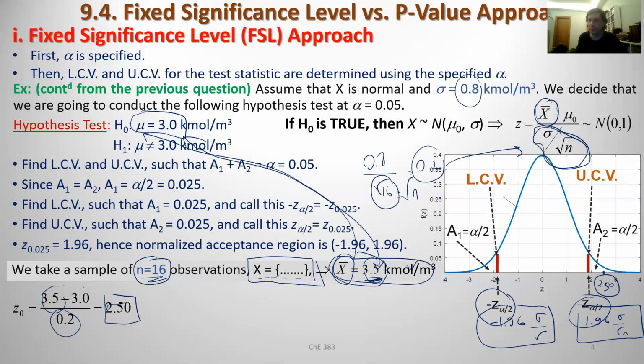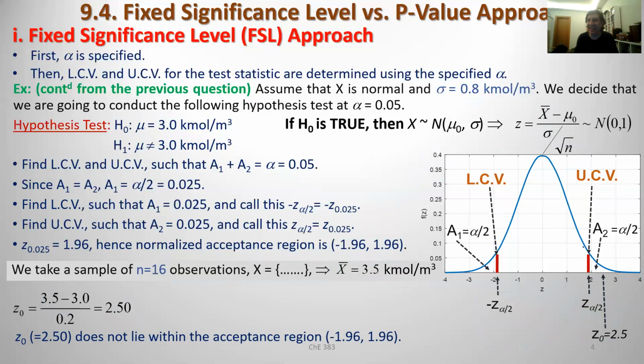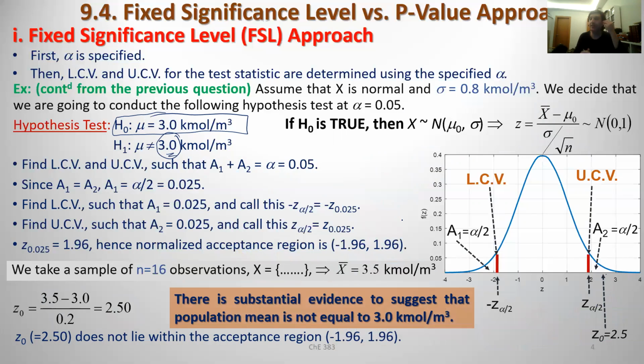Now, as you can see, 2.50 is not in the acceptance region. So since it does not lie in the acceptance region, but in the critical region, as you can see, we are going to reject the null hypothesis here. And we are going to say that there is sufficient evidence to suggest that the population mean of the new population is not equal to 3.0 kilomoles per meter. That is going to be the formal conclusion of this hypothesis test. It substantially suggests that the population mean is not equal to 3.0 kilomoles per meter. So that is one way to formally conduct a hypothesis test.